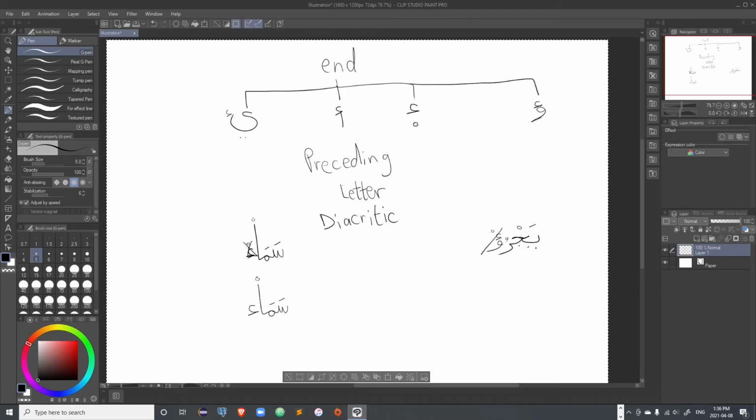Let us pretend we do not know how to write the hamza here. So we will write the word here. I apologize for the writing. It is really difficult to write with the light pen.